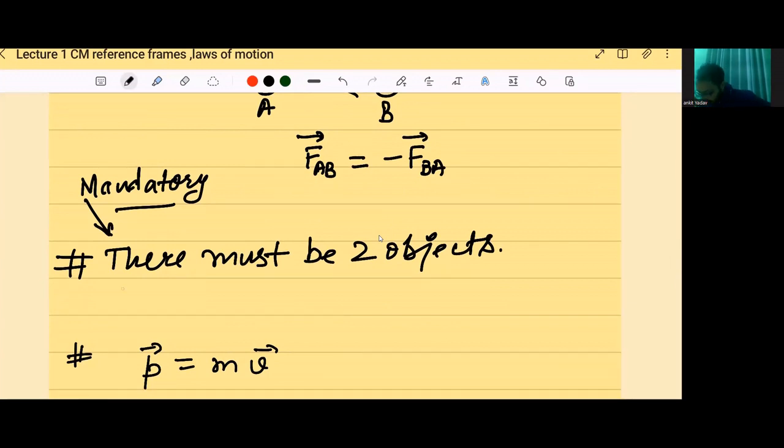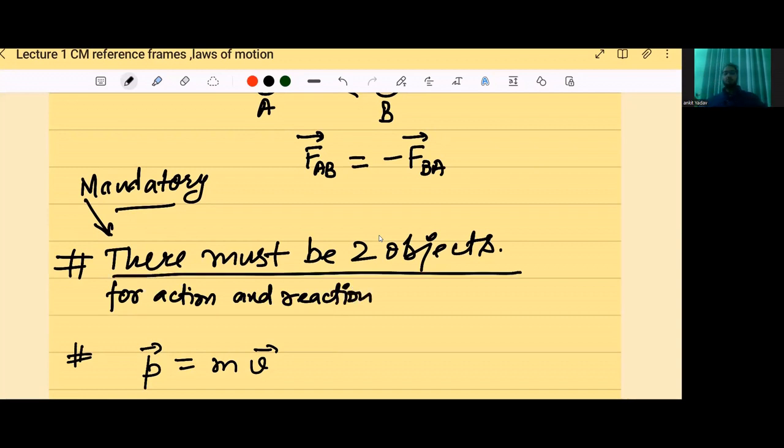For action and reaction there must be two objects. One object cannot do so. Okay, now let's move ahead.